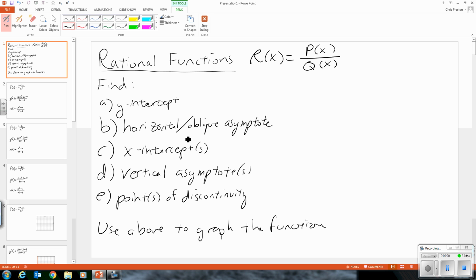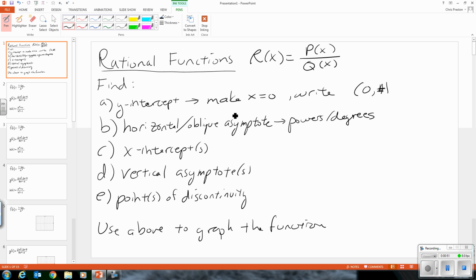So to find the y-intercept, this is like you always do. You make x equals 0, and you write this as a point, so (0, some number), right? And then we're going to find the horizontal or oblique asymptotes. This is going to be based on the powers or degrees of your numerator and denominator. And we'll talk about how you find that.